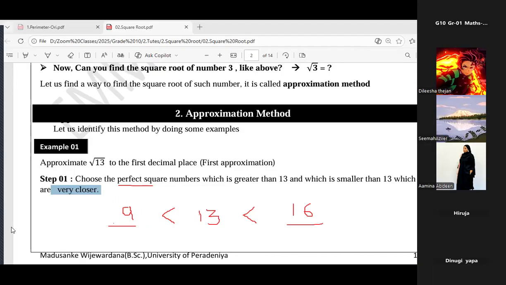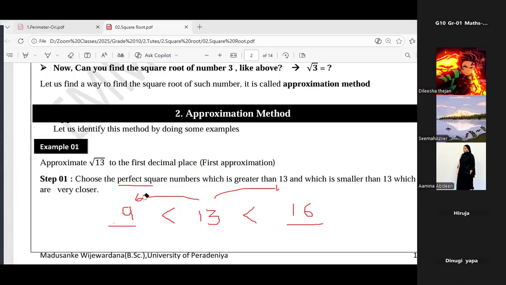So you have to first write the perfect square numbers, less than 13 and greater than 13. So in between 9 and 16, you have 13, right? Super. Okay, keep that in your mind. That is the first step that you have to do if you see any kind of question like this. Super. I am going to move to the next part.